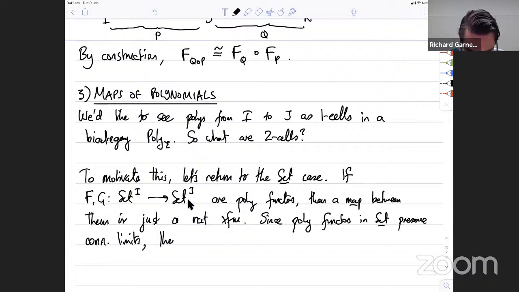So a special fact about Set: a connected limit preserving functor into Set is just a coproduct of representables, okay? I guess this goes back to Diers, and another paper that's often mentioned in this aspect is the Carboni-Johnstone paper on familially representable functors, which are basically the same thing. So a polynomial functor between slices of Set preserves connected limits. They are pointwise coproducts of representables.